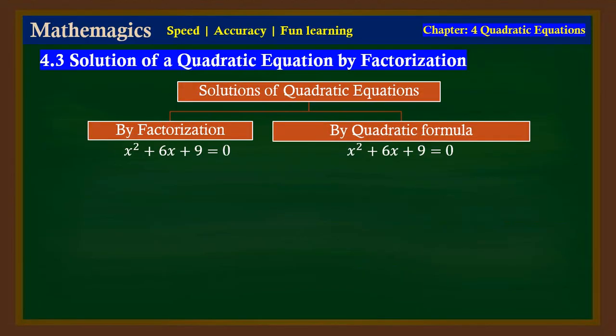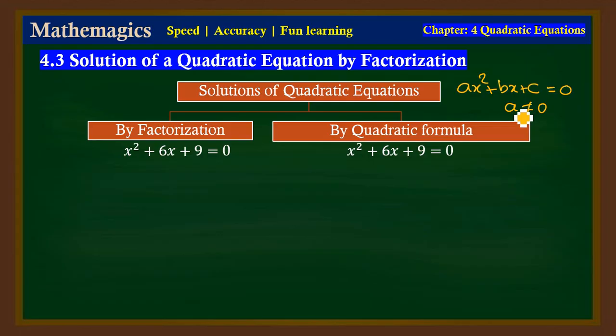So the 4.3 is all about the solution of the quadratic equation by factorization. So dear friends, earlier we already have understood what is the quadratic equation standard form. That is ax square plus bx plus c is equal to 0. And here provided that a should not be equal to 0.